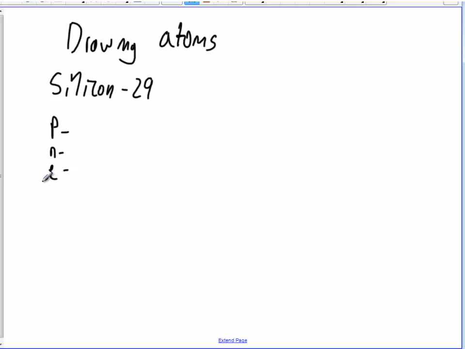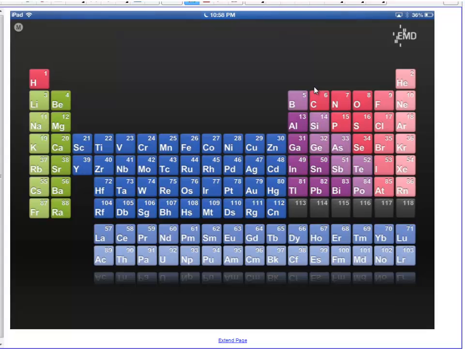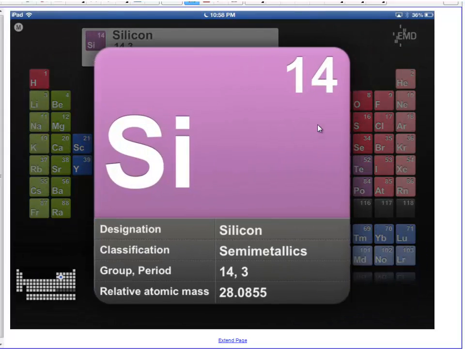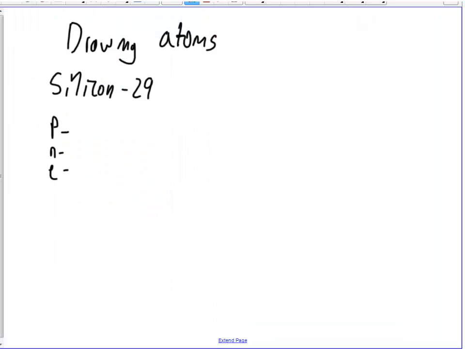And to get that information, all I have to do is look at a periodic table. Okay, and so here's my periodic table. Here's silicon. Okay, silicon is element number 14. Okay, that tells me it's got 14 protons and also 14 electrons. So over here, I'm going to go ahead and I'm going to record that: 14 protons, 14 electrons.